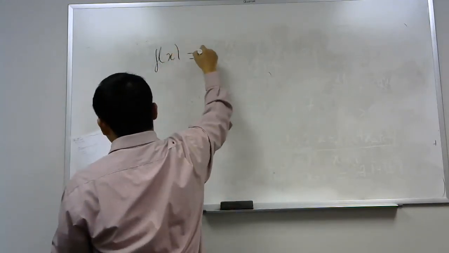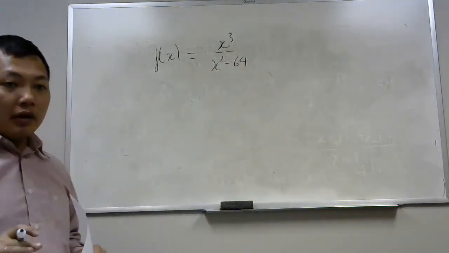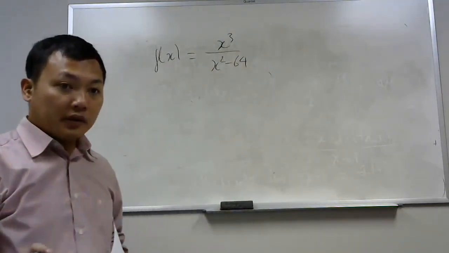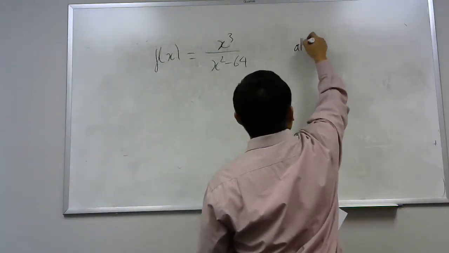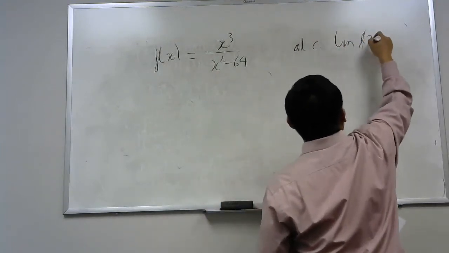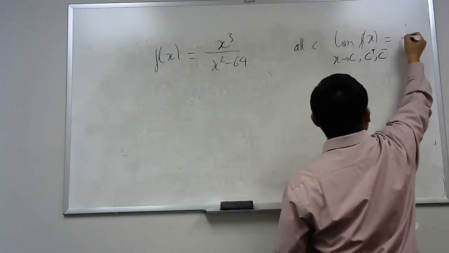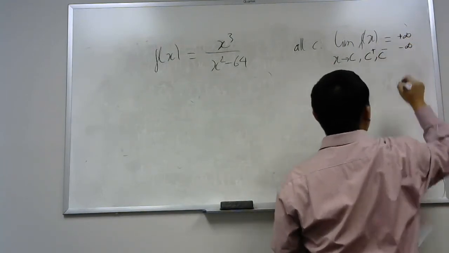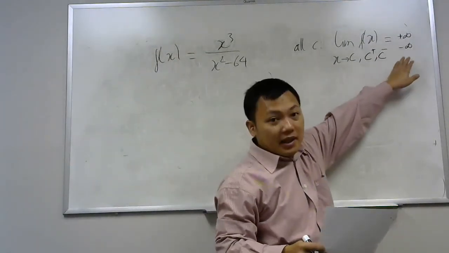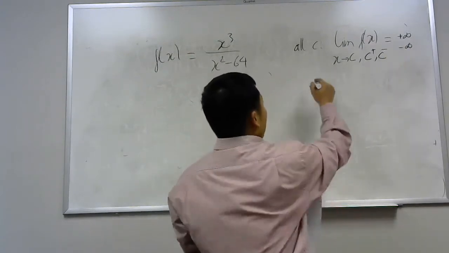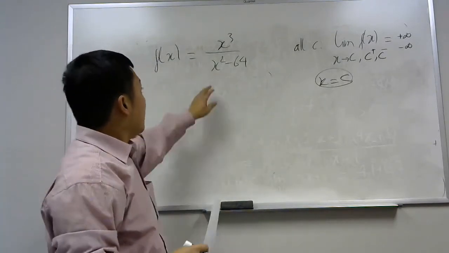They give you a function f of x equal to x cubed over x squared minus 64. And they ask you to find all vertical asymptotes. All vertical asymptotes. What's that? That means you have to find all c, where the limit of f of x, when x goes to c, or sometimes c plus, or sometimes c minus, equal to plus infinity, or sometimes negative infinity. If c satisfies one of these cases, then x equal to c is a vertical asymptote of this function.